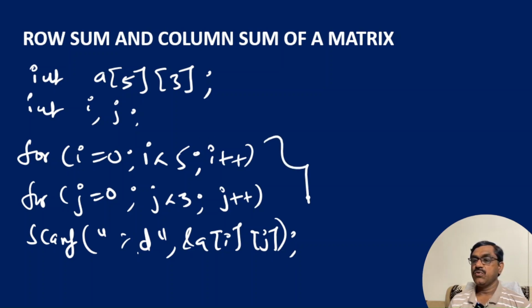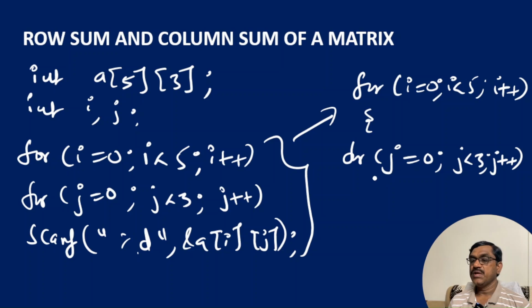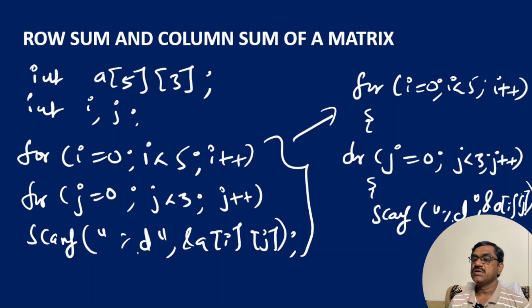See, the same code can also be written like this. Already I said for i equals 0, i is less than 5, i plus plus. Next, you can write here an opening brace, for j equals 0, j is less than 3, j plus plus, opening brace. Here you can write scanf percentage %d in double quotes, ampersand of a of ij. Here you can write a closing brace and another closing brace. So this code is the same as this.